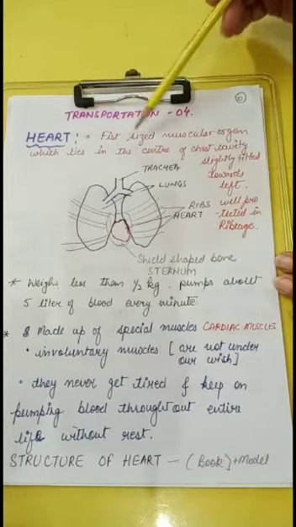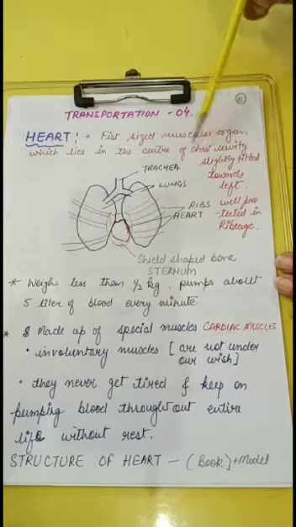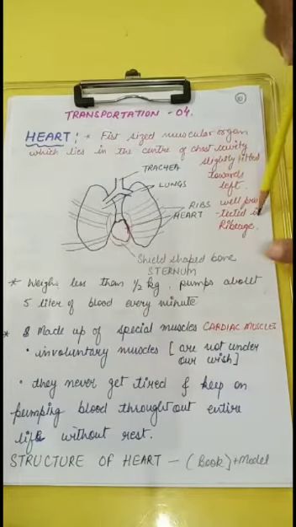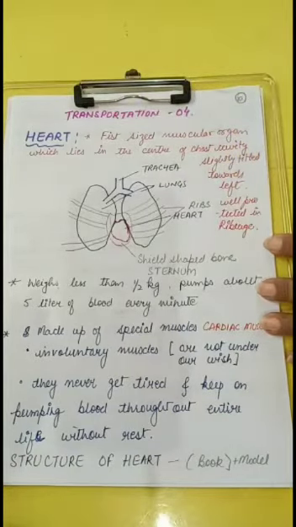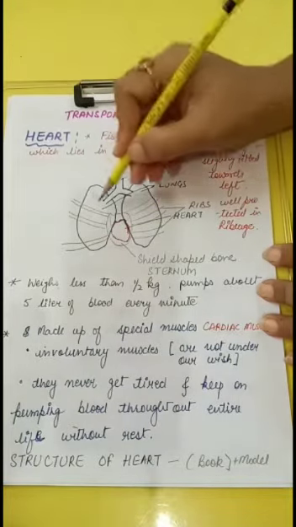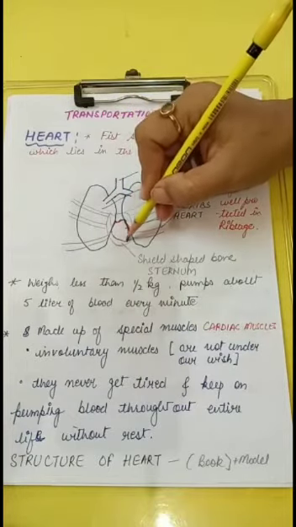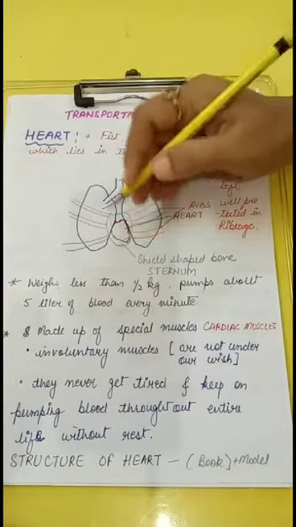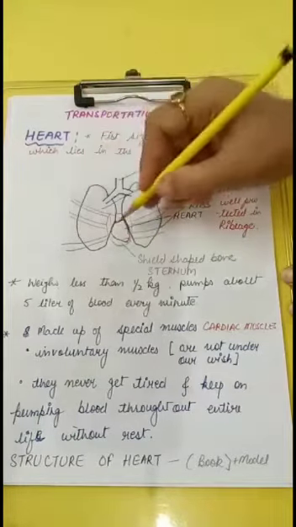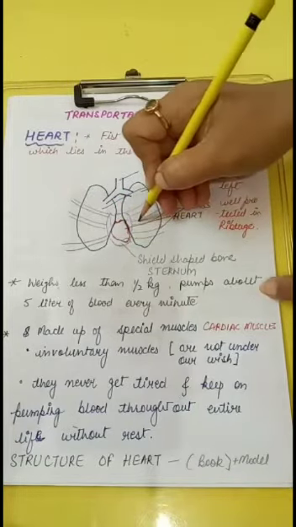It is a fist-sized muscular organ which is placed in the center of chest cavity, slightly tilted towards the left, well protected in the rib cage. Now to understand the position of heart, I've just drawn a rough diagram. This is trachea and these are lungs. Heart is placed somewhat like this. Its apex, its lower end is slightly tilted towards the left. These are the ribs. It is placed behind this shield-shaped bone that is known as sternum.